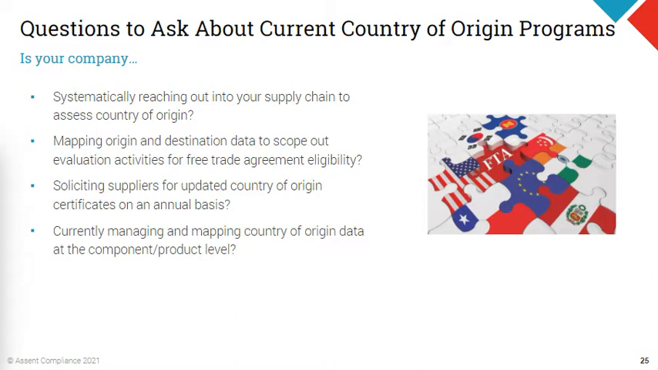So some simple questions to ask are: are you systematically reaching out to your supply chain to access this data? Is the system currently mapping origin and destination data to scope out the evaluation activities for not only free trade agreements, but to understand the compliance regulatory obligations for where those products are ending up? Are you soliciting this data from your suppliers for an updated certificate on an annual basis to make sure that all the information is up to date? And are you currently managing and mapping out country of origin data at the component or product level, as suppliers to yourselves may be sourcing from multiple sites, multiple plants within their own business?